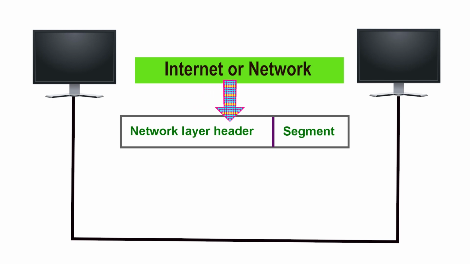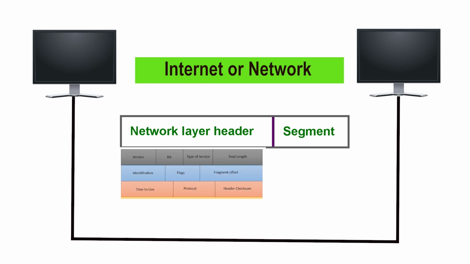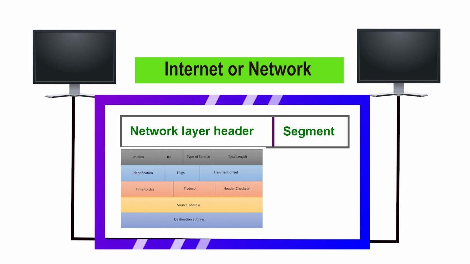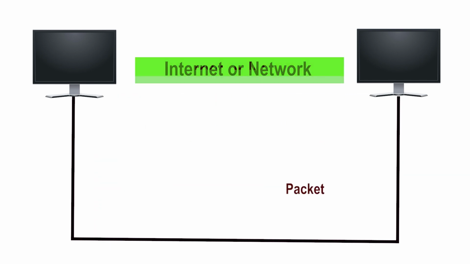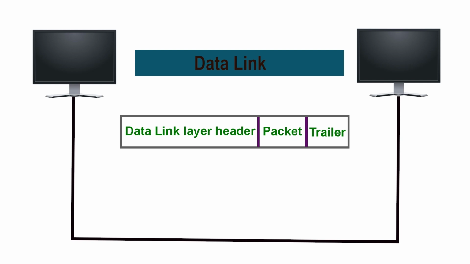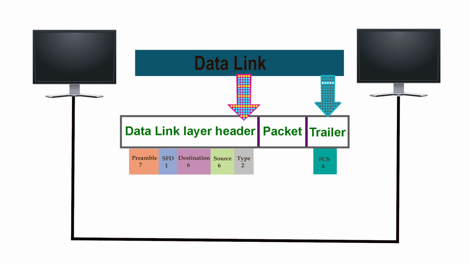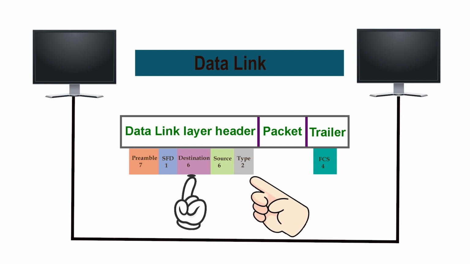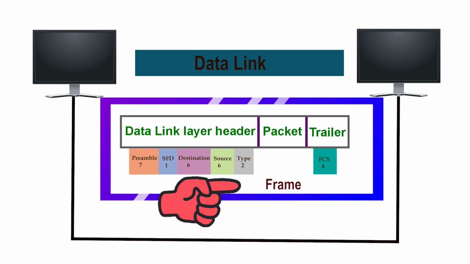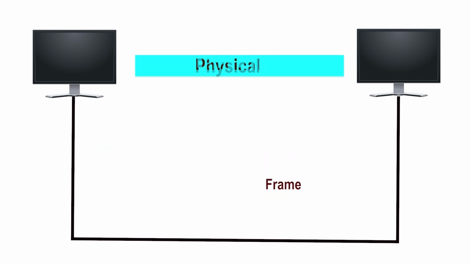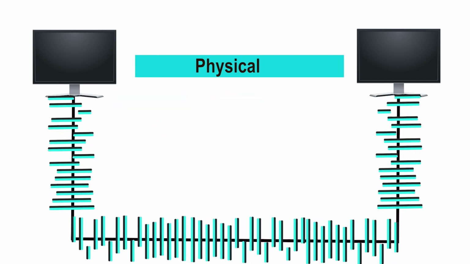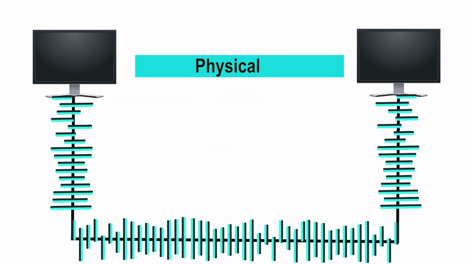The network layer also attaches a header to each segment. The header includes the source and destination IP addresses. With the network layer header, the segment is called the packet. The network layer gives packets to the data link layer. The data link layer adds a header and trailer to each packet. The header includes the source and destination MAC addresses. At the data link layer, the packet is called a frame. The data link layer gives frames to the physical layer. The physical layer converts frames into signals and loads them to the connected media. Signals travel through the media and reach the destination device.